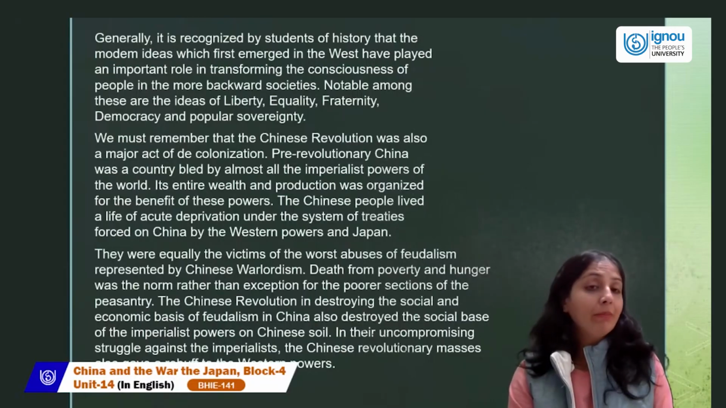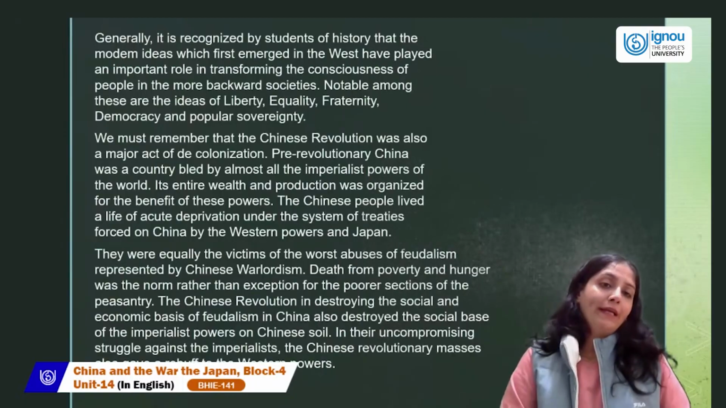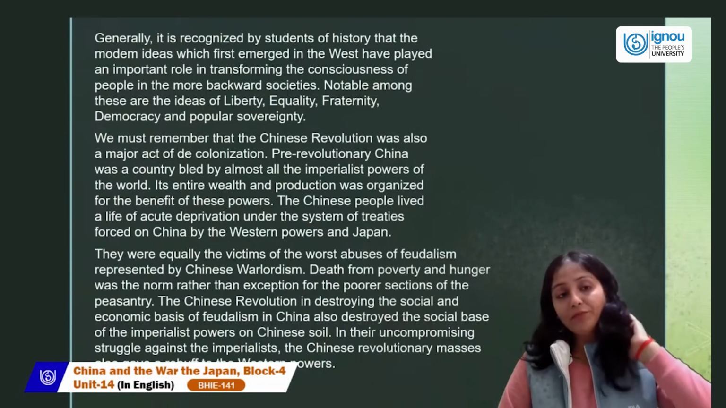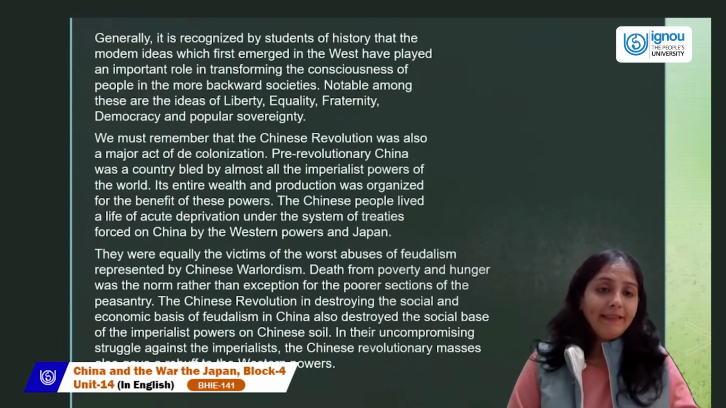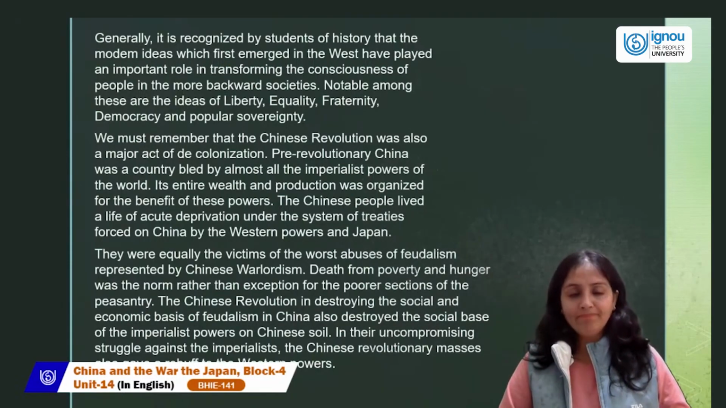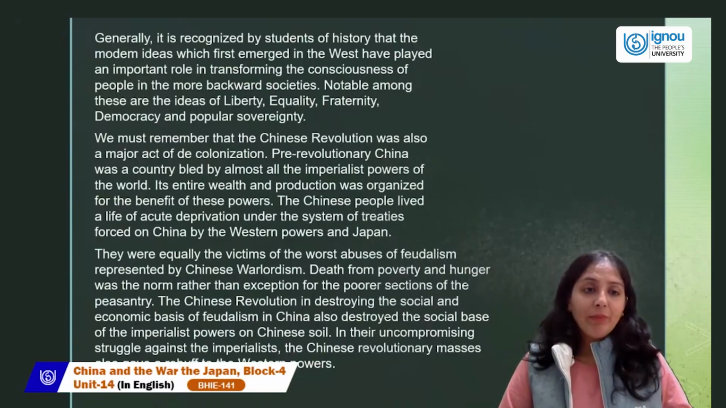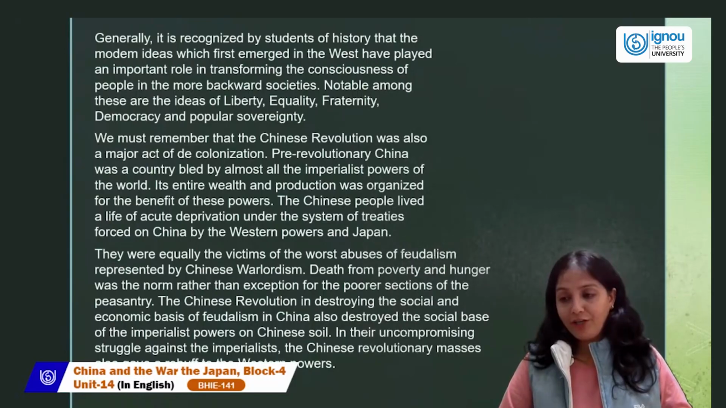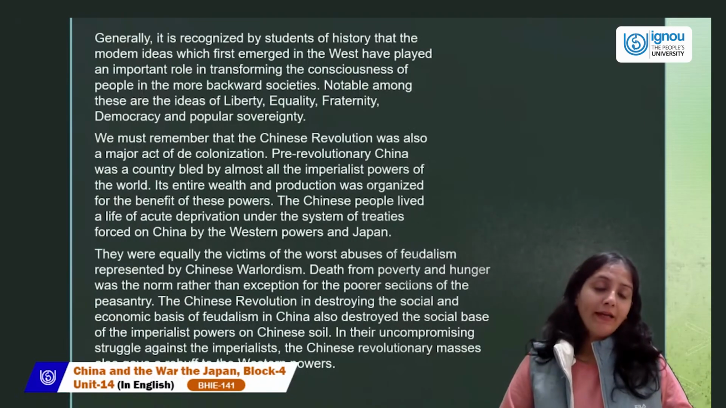Yes, we must remember that the Chinese Revolution was also a major act of decolonization. Pre-revolutionary China was a country exploited by almost all the imperialist powers of the world. Its entire wealth and production was organized for the benefit of these powers. The Chinese people lived a life of acute deprivation under the system of treaties forced on China by the Western powers and Japan.